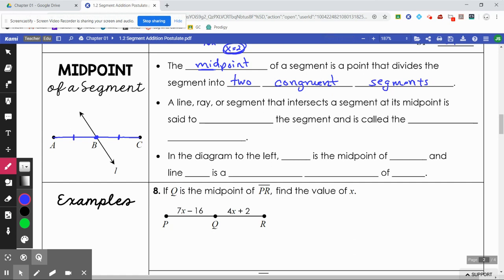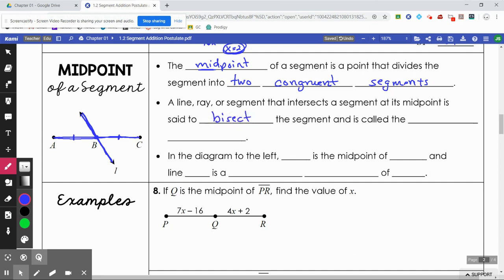Okay, a line, ray, or segment that intersects a segment at its midpoint. So now we're talking about this line right here. This line goes through this midpoint. Now, what does this line do to this other segment? It cuts it in half, right? This line slices it right through the middle. Another geometric word for that: a line that cuts it through a midpoint is said to bisect.